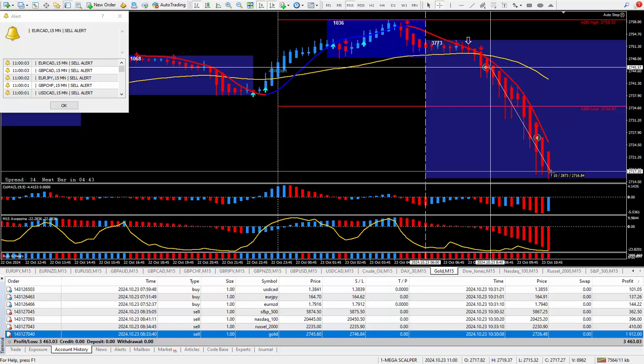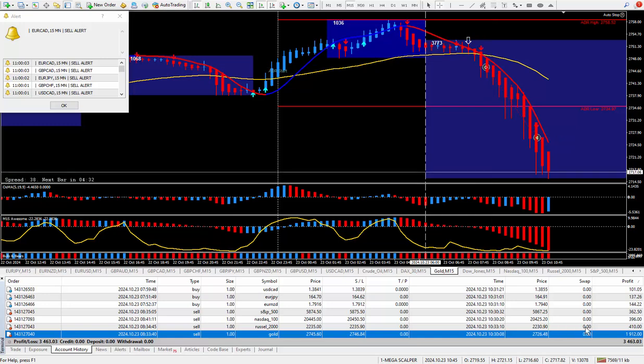If I was still in the trade right now, I'd be up 280 something. 191, there it is right there. 191 ticks, paying out $1,912.